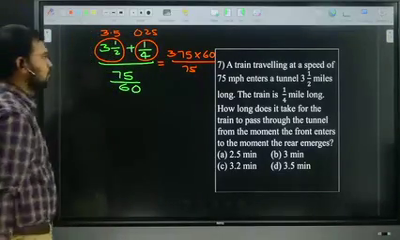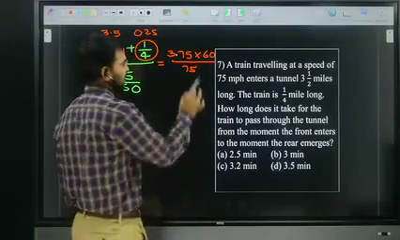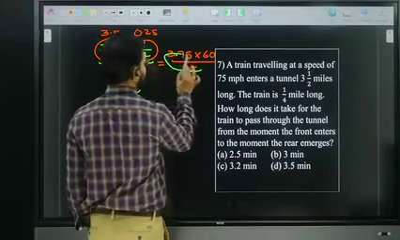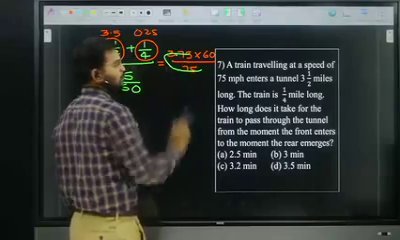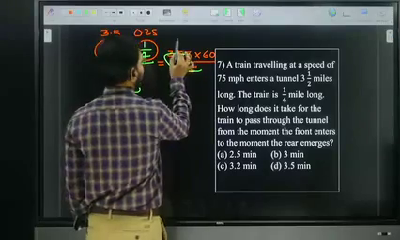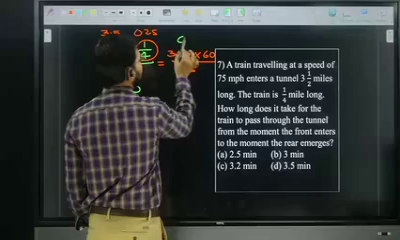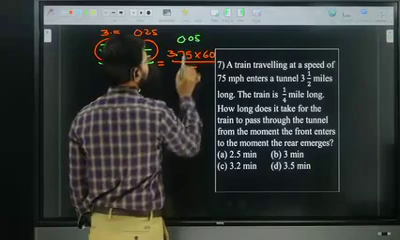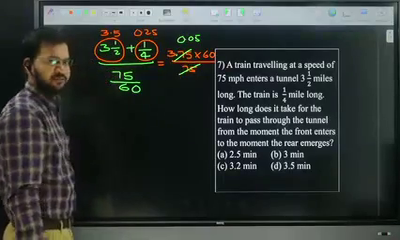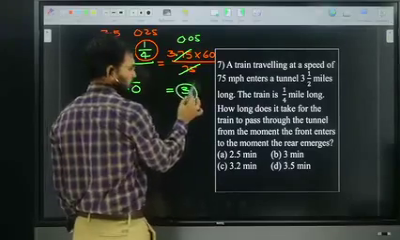Look at me, all of you. 75, how many times is 375? Exactly 5 times. But this is not 5 times, it is 0.05 times. 75 ones are 75, 0.05 times, that is 3.75. 0.05 into 60 is nothing but 3. So your answer is 3 minutes.